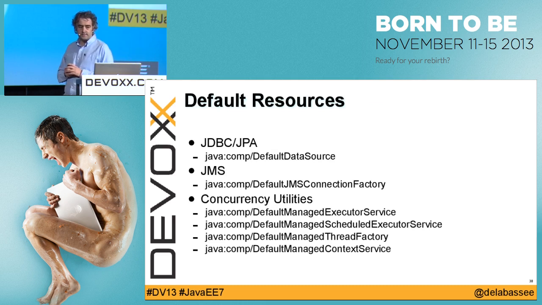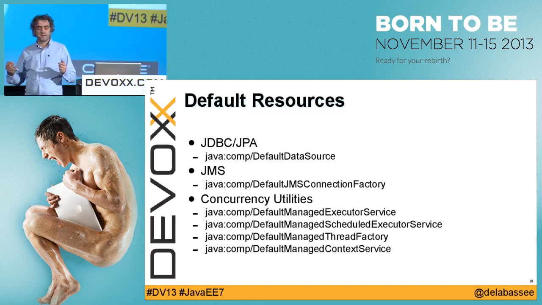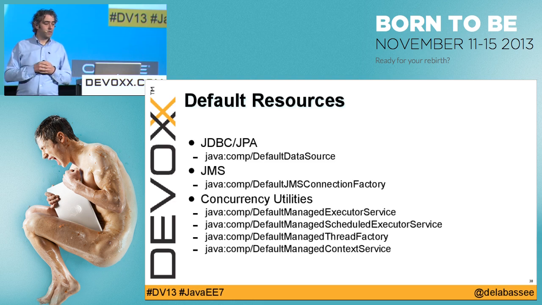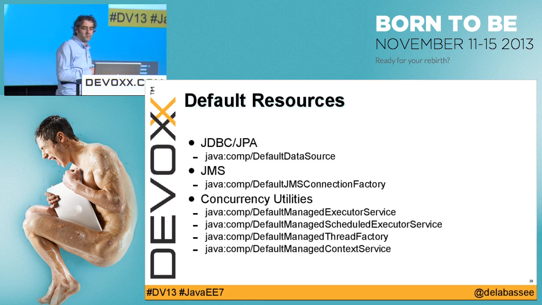Something else that has been added to Java EE 7, and again, this is something we are doing to try to simplify the platform: the specification defines default resources. So we have a default JDBC resource. We have a default JMS connection factory. And finally, we have default resources, namely executor services for concurrency utilities. The last one I will explain later.